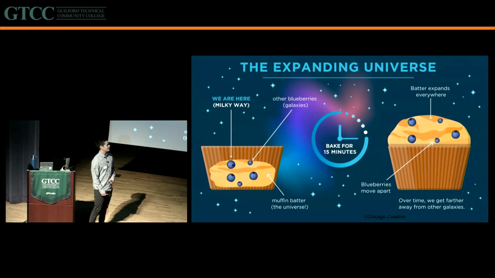And what you notice is that not only are you further away from your other blueberries, you notice that the blueberries that were further from you, they're expanding faster and faster away from you. So the nearby blueberries, yeah, they're moving away from you, but not super quickly. You notice that the blueberries, maybe at the bottom of this muffin, have been moving away from you faster and faster.